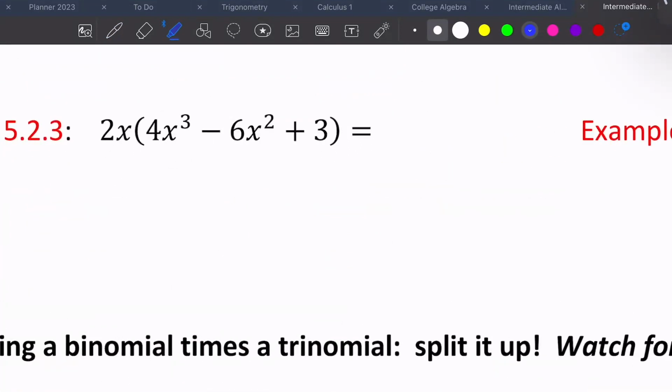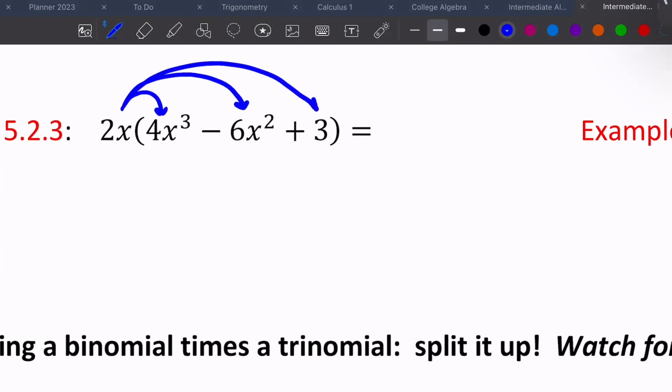Okay, look at this one. If I were to ask you, what do you think we need to do? You probably would say distribute, right? And you would be correct. Okay, we need to distribute. Distribution is multiplication, right? When we distribute, we multiply. That's the operation behind distribution, is multiplication. So if we multiply, we add our exponents.